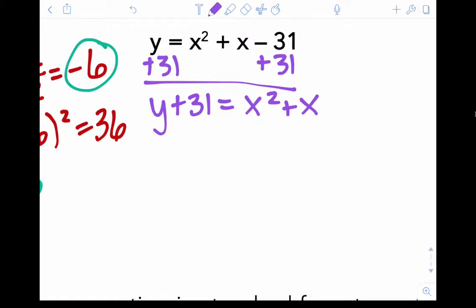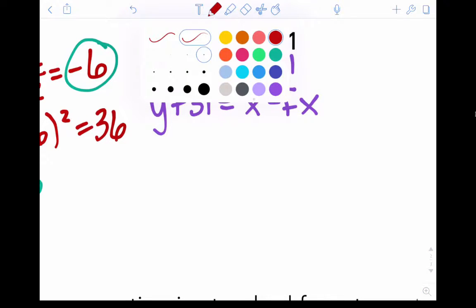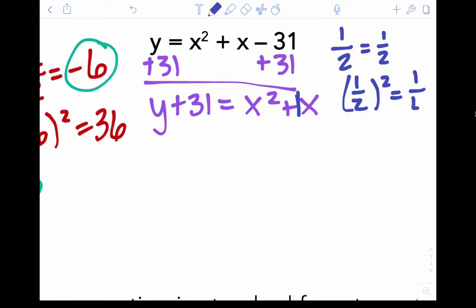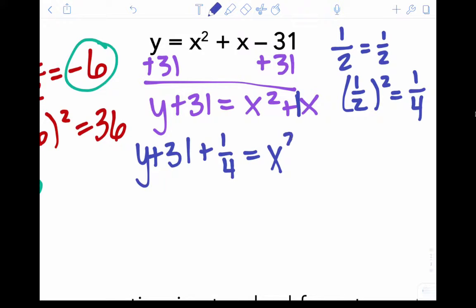My next step is to complete the square. So I need to find that c value. To do that, I'm going to take my b value, which is 1, and divide it by 2. And that's just going to be 1/2. And then I'm going to take 1/2 and I'm going to square that to get 1/4. So I need to add 1/4 to both sides. So y plus 31 plus 1/4 is equal to x squared plus x plus 1/4.